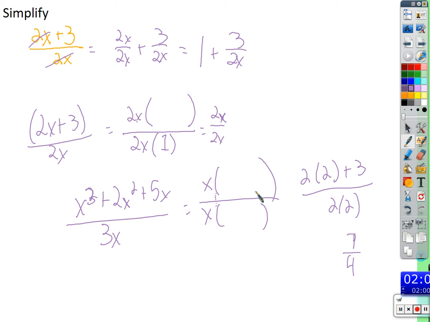Can I write the numerator as x times something? X times what? That's equivalent to the numerator over here. The denominator, x times what? Just a 3. And now what I have is two fractions being multiplied together. This one is x over x. What's x divided by x? 1. And the simpler version would be x squared plus 2x plus 5 over 3. Now this is quadratic. It is quadratic in the numerator.